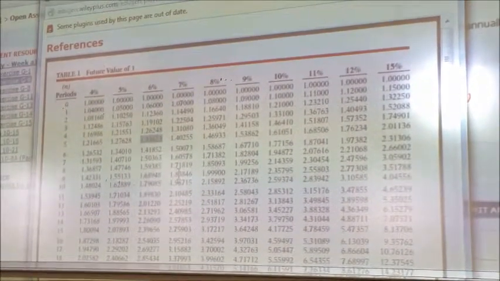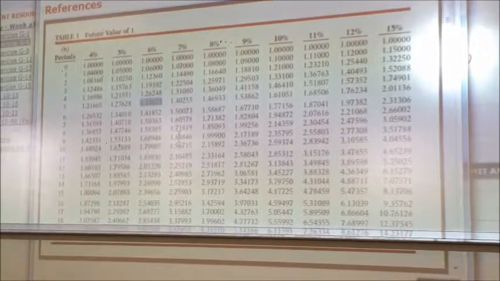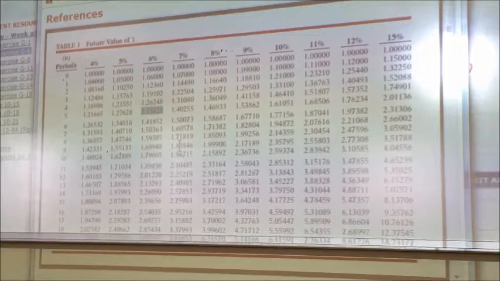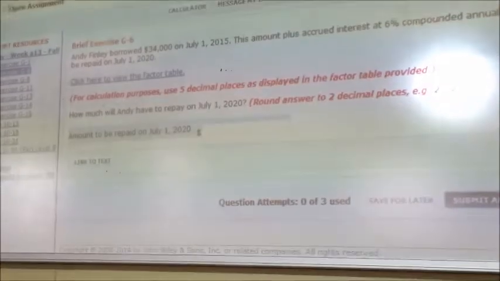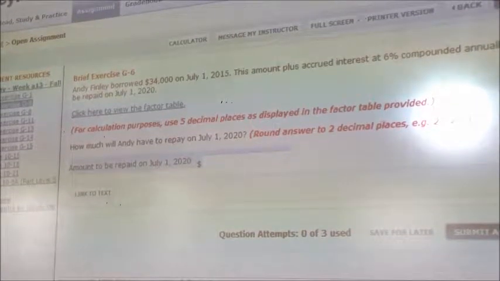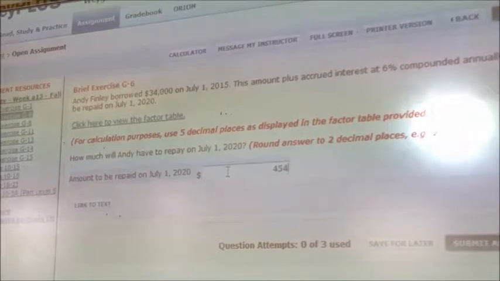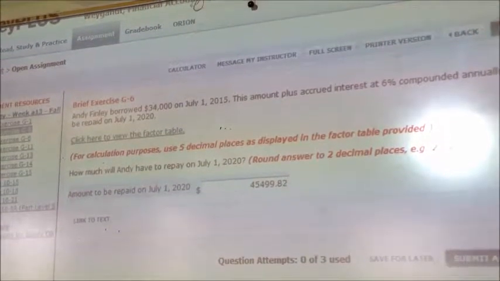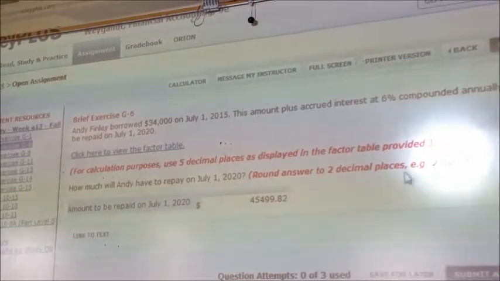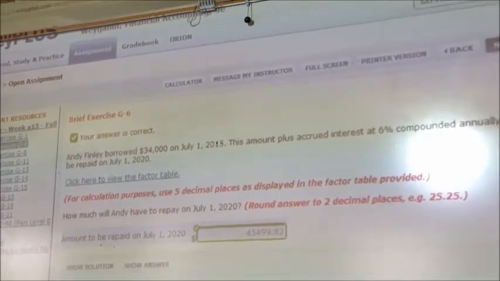Our charts only go to 1.338. This one goes to 1.33823 times the dollar amount of 34,000. So I would answer in here 45,499.82, because it tells me to round my answers to 2 decimal places. Good, got it right.